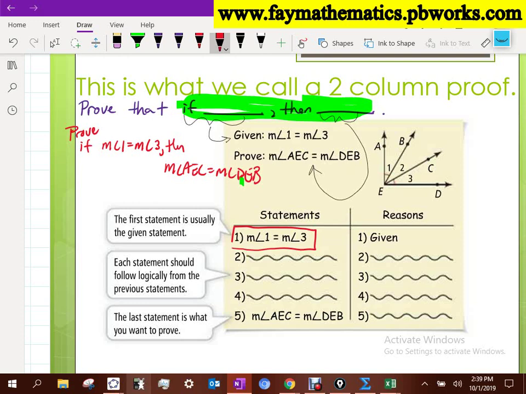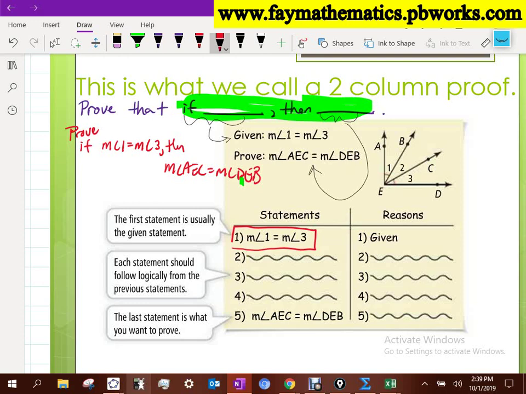But your left column will be statements. Those are facts that we know are existing for our particular problem. Over here, these reasons would be why we know we can make those statements. And those reasons are going to be things like postulates, definitions, and other theorems. And we'll talk about our first couple theorems in the next couple days.